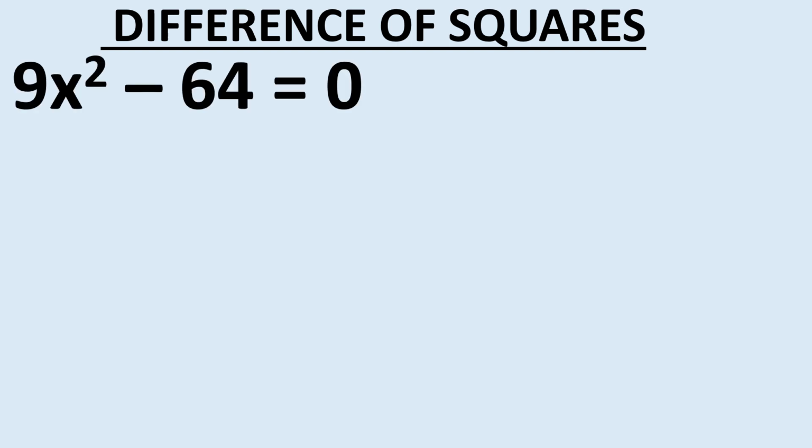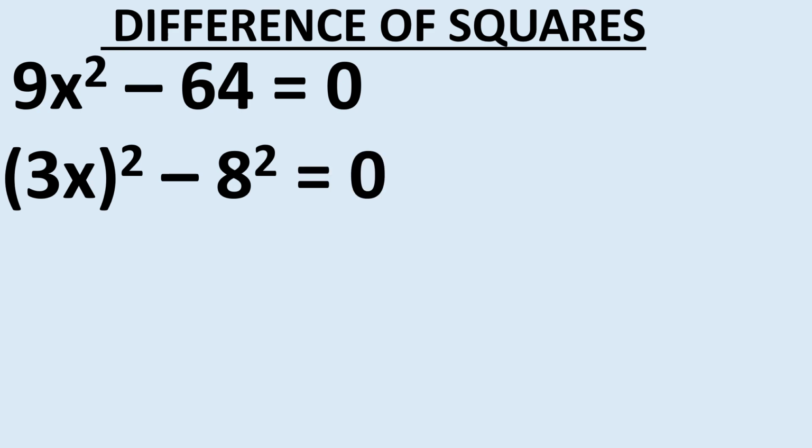So we're dealing with difference of squares, which is very, very easy. The question is 9x squared minus 64 equals 0. We have broken it down and it's now represented as (3x) squared minus 8 squared equals 0. We are trying to express it as a difference of squares, so that we can apply the difference of squares rule.